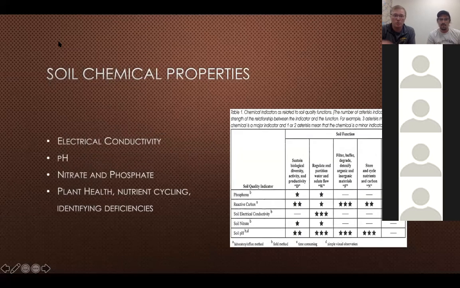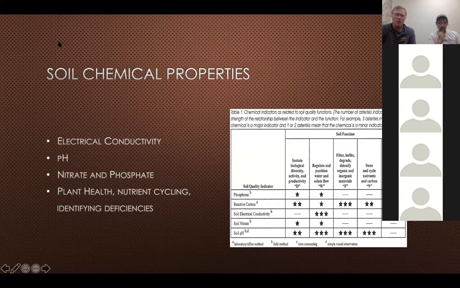So moving on to chemical properties: electrical conductivity, pH, nitrate and phosphate levels, plant health, nutrient cycling, and identifying deficiencies. This is probably the least of those field indicators that I would use. You still need some specialized equipment to do this in the field. If this is something folks are interested in, I've got a lot of good fact sheets and a lot of good information on how you can incorporate this basically at your own field scale.